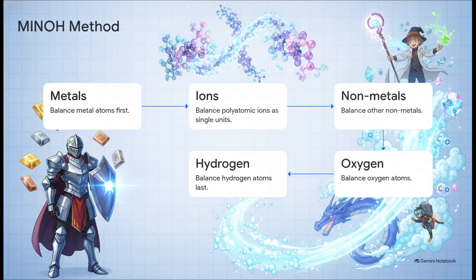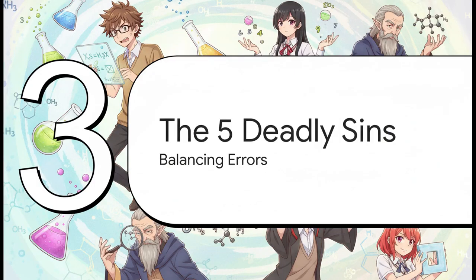Why this highly specific chronological order? Well, elements like hydrogen and oxygen tend to show up in multiple compounds across the whole equation. If you start with them, you are literally just going to end up chasing your own tail. But look, even with a great playbook, things can absolutely still go sideways. Welcome to section 3, the 5 deadly sins, common errors in balancing equations. These are the classic pitfalls that both students and seasoned professionals fall into, drawn directly from expert educators. Let's make sure you don't make them.